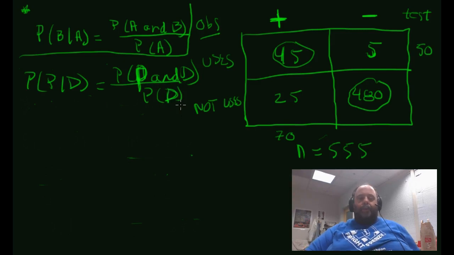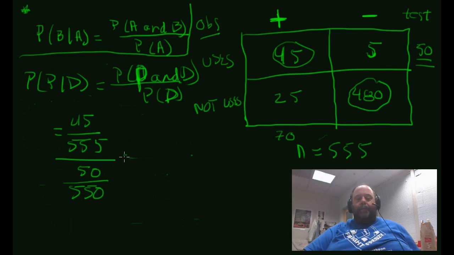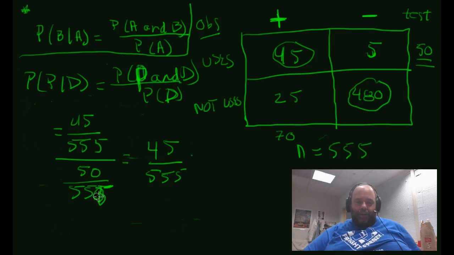So the probability of being both is the 45 out of 555. The probability of just being a drug user, well, there were 50 drug users in the group, so that's going to be 50 out of 555. And we know from a little bit of arithmetic that to divide is to multiply, 555 in the whole population.